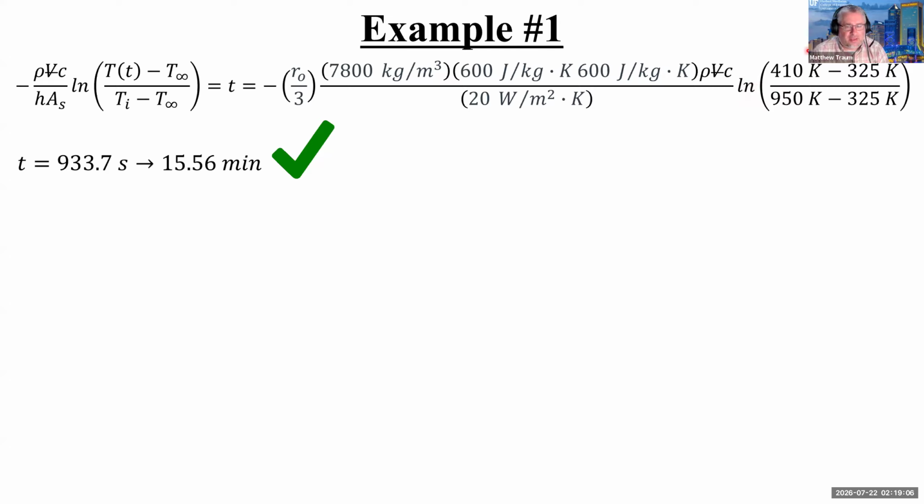And then here is the natural log of the final temperature, the temperature at the time that I'm interested in, minus the temperature at infinity of the fluid, and then T initial. This is the initial temperature of my sphere, 950 is what I heated it to begin the problem, and then 325 is T infinity, right? So with the exception of this little mistake here, this should be correct. And when I crank through the math, I get 934 seconds, which if you divide by 60 corresponds to 15.56 minutes, which is what the book says it should be, right? So that worked out.